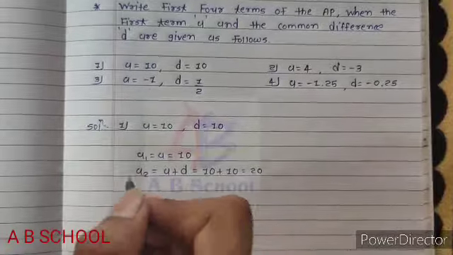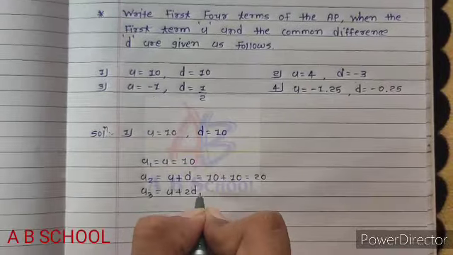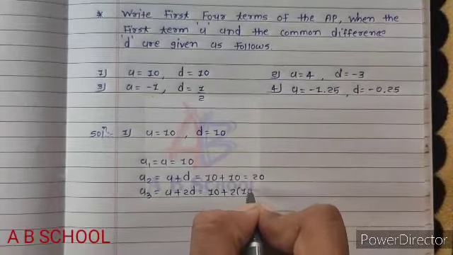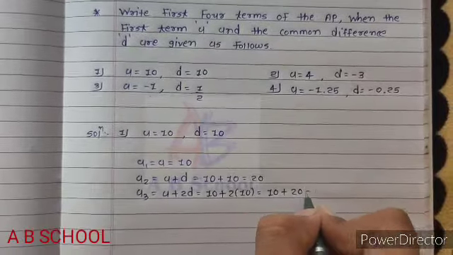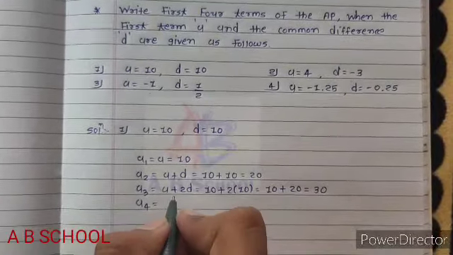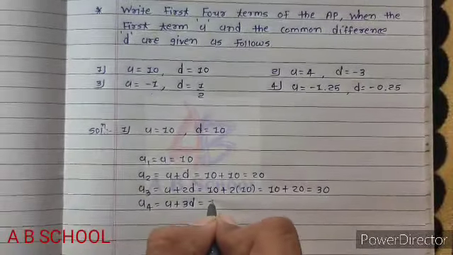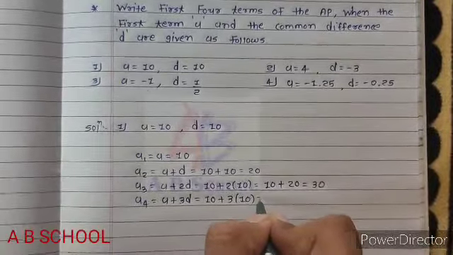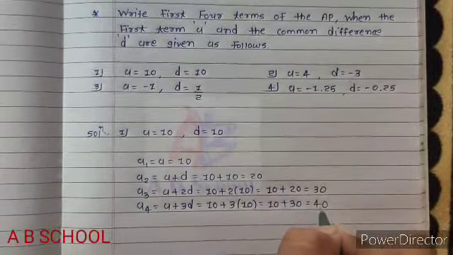Same, by using the general form, the value of A3 is equal to A plus 2D. So A is equal to 10 plus 2 times D, which is 10. So 10 plus 20 is equal to 30. Now for the fourth term, A4 is equal to A plus 3 times D. A is equal to 10 plus 3 times D, which is 10. So 10 plus 30 is equal to 40.